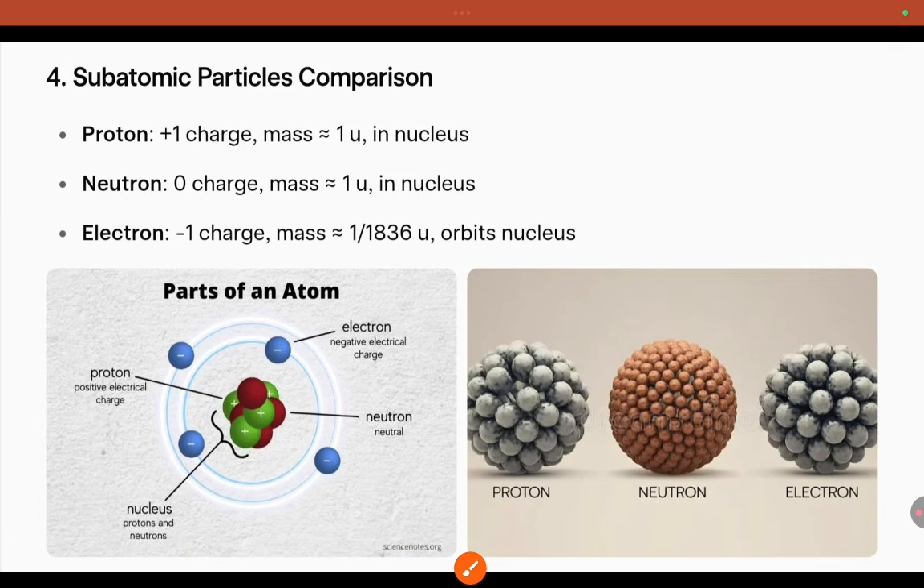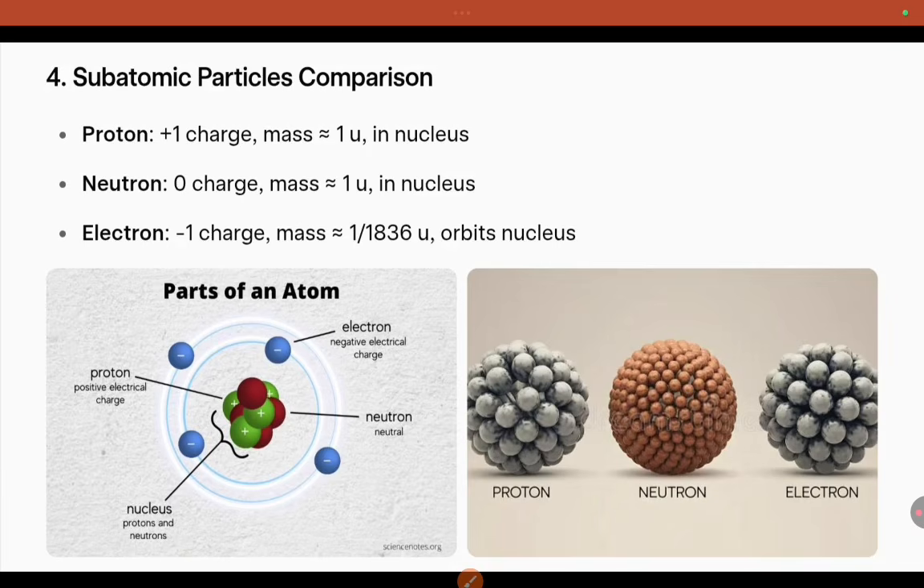Subatomic particles. What are the subatomic particles? Inside the atom we have subatomic particles like proton, neutron, and electron. Proton is a positive charge, neutron is a zero charge, electron is a negative charge. Okay, clear? So proton positive, neutron zero charge, electron negative charge.